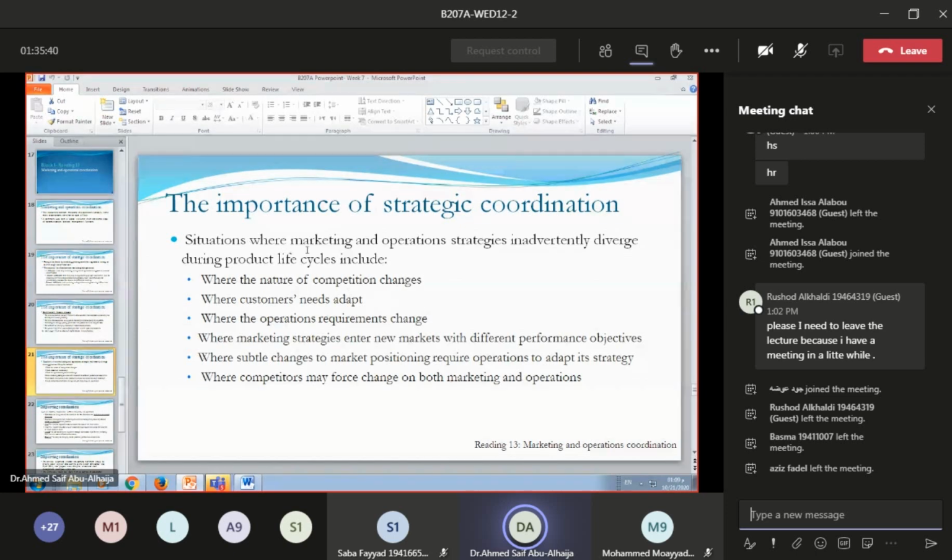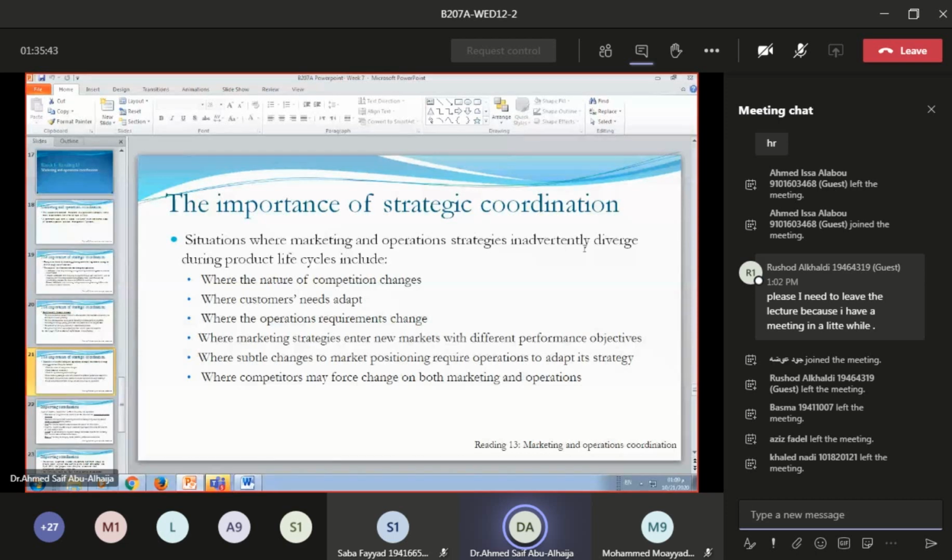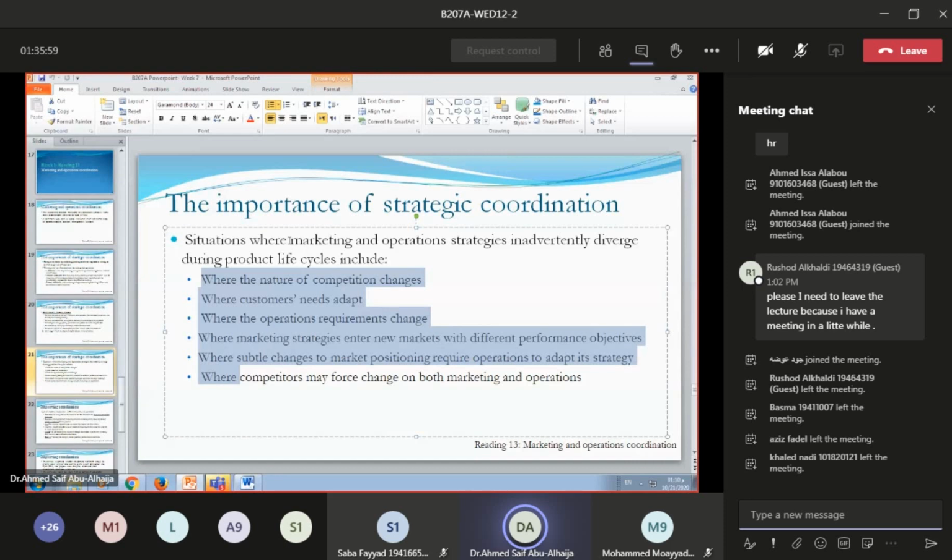Situations where marketing and operation strategies inadvertently diverge during the product life cycle include: we can say these factors can affect where the marketing and operation strategies diverge unintentionally, without a purposeful action. So, situations where marketing and operation can diverge: where the nature of competition changes. For sure.